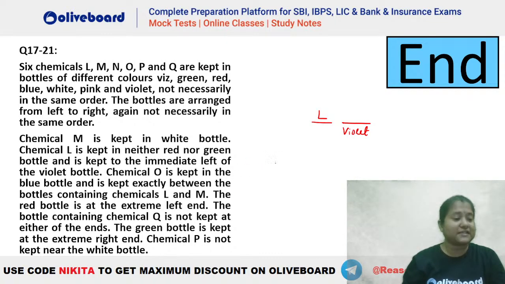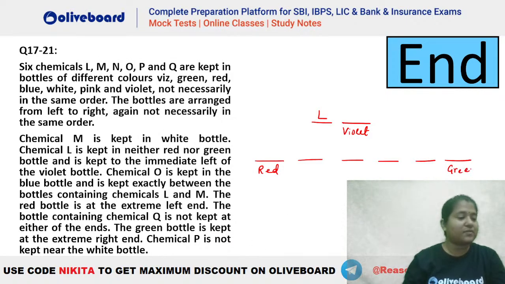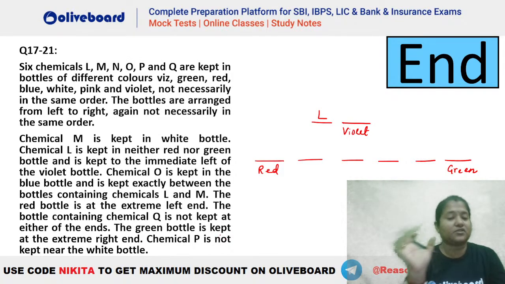So let's say we have 6 bottles in here. 1, 2, 3, 4, 5 and 6. Red has to be at the extreme left end, that is given here already. Okay. So the red bottle is extreme left. The bottle containing Q is not kept at extreme end. The green bottle is kept at the right extreme. So you can see green has to be at the extreme right end. So this is your green. Okay, then chemical P is not near the white bottle here, so P should not be a neighbor of white bottle, that is given.